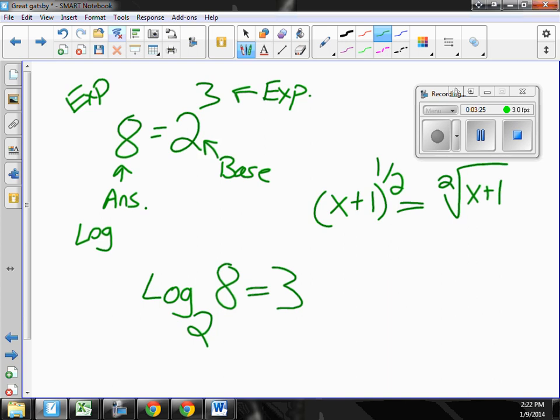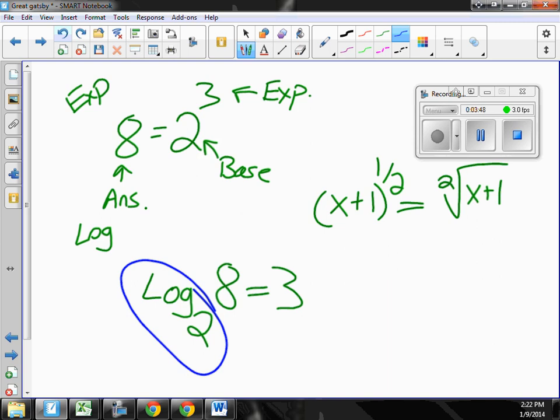One thing I want to point out is, this does not mean 2 to the 8th. That 2 is not a subscript of the 8, or the 8 is not a superscript of the 2. The 2 is attached to the log. There are an infinite number of logs, just like there are an infinite number of square roots, and they all work a little bit differently.